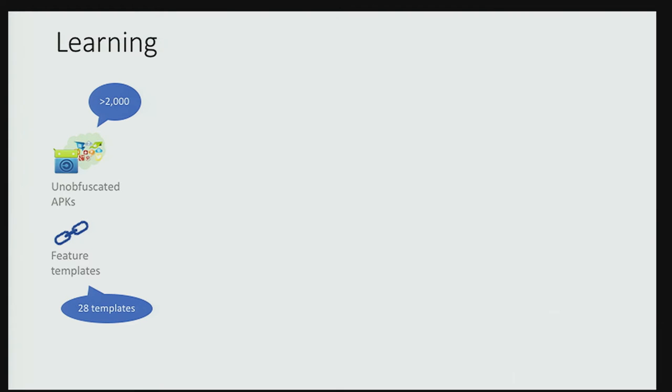In the learning phase, we start with a large number of open source applications, so we have unobfuscated Android applications. In the DGAR system, we used over 2,000 applications to train this model. We also have feature templates, which define the structure of the feature functions. They don't concretely instantiate them, but they define, for example, that if you have subclassing, like in Java, a class can extend another class.